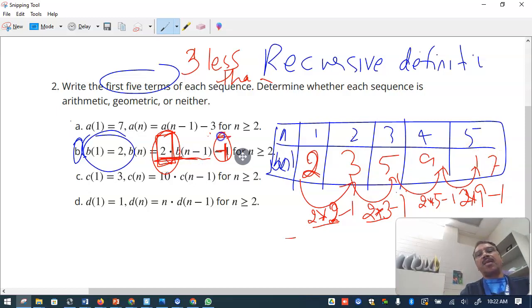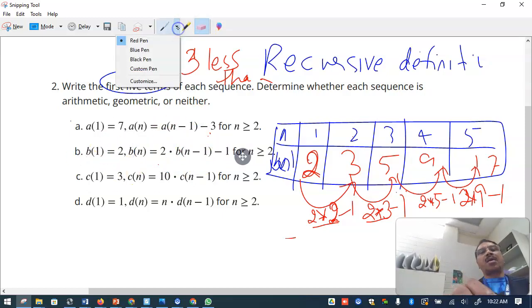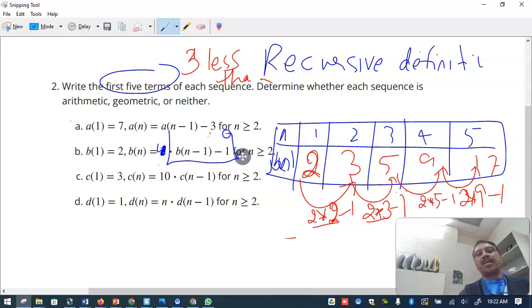Now look here. If this thing was missing here, then we could have said that it is a geometric sequence because you're multiplying by 2. Or if this 2 was missing, and it was only this side, taking away 1 each time, then it would be an arithmetic sequence. But right now, it has both. You're multiplying by 2, and you're also taking away. So this is not an arithmetic sequence, and it's not a geometric sequence either. Okay. So hope that helps.